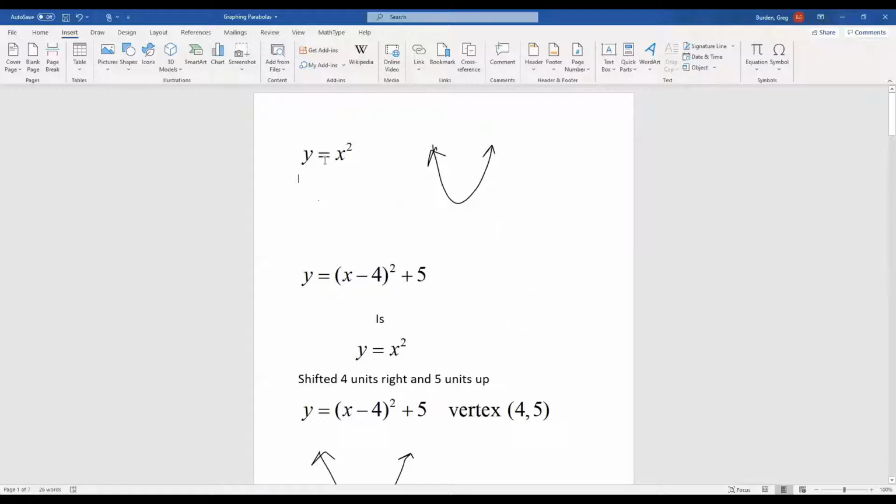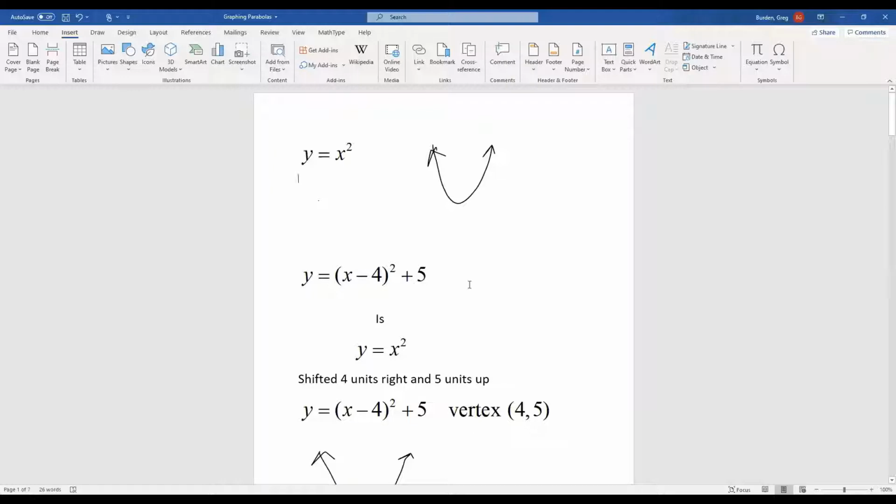If you compare that to the graph of y equals the square of the quantity x minus 4, plus 5, as you should know, the minus 4 here shifts the whole graph 4 units to the right. And the plus 5 outside of the squaring shifts the whole graph, by the whole graph, I mean this graph here, up 5 units. Shifted 4 units right, 5 units up.